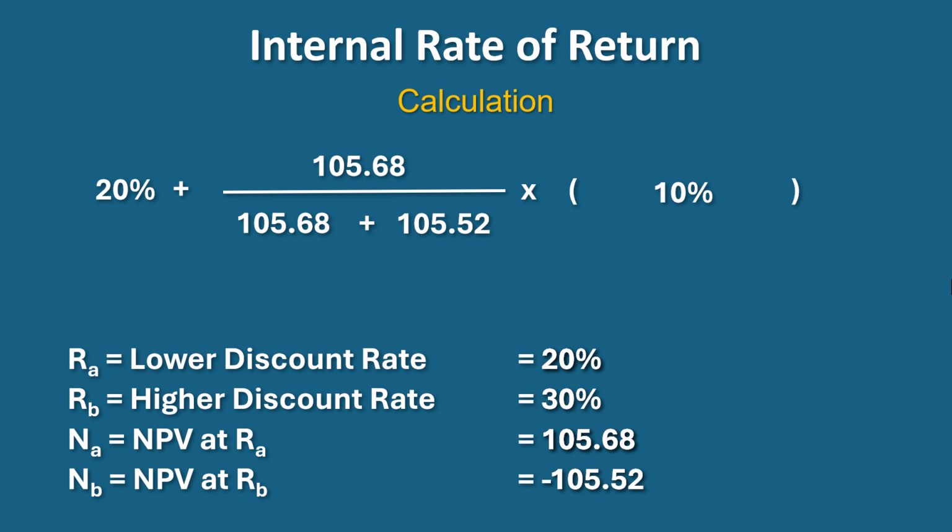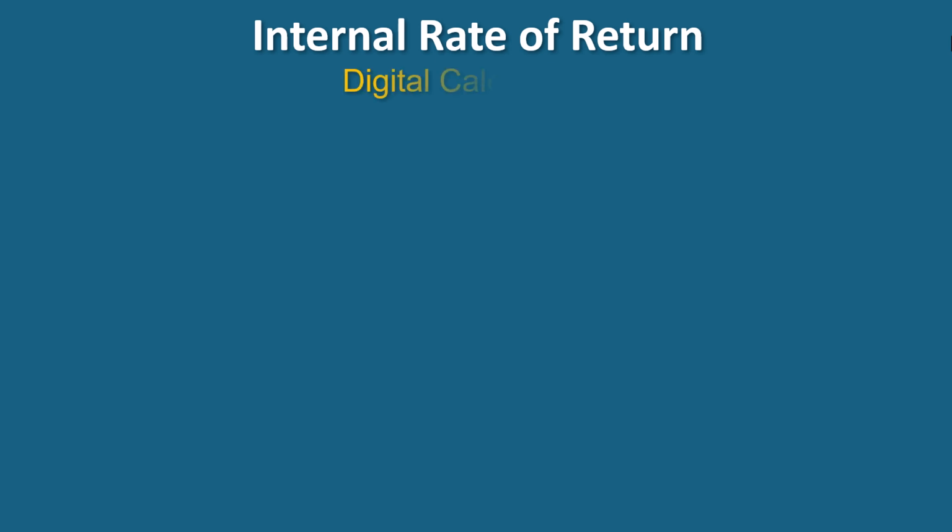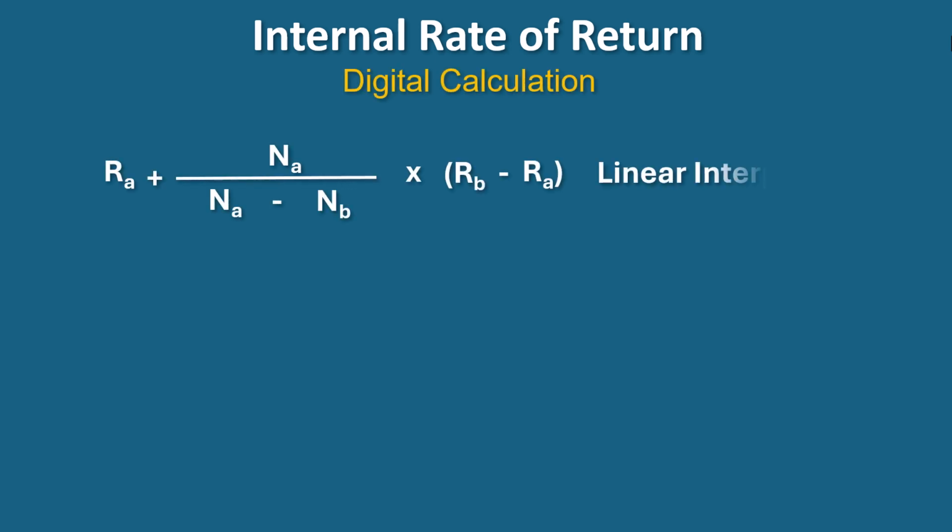105.68 plus 105.52 equals 211.20. 105.68 divided by 211.20 equals 0.50038. Multiply 0.50038 by 10%, so we get 0.050038. Then add to lower discount rate 0.20, so we get 0.25 approximately, or 25%. So, using linear interpolation formula, we get IRR equals 25%.